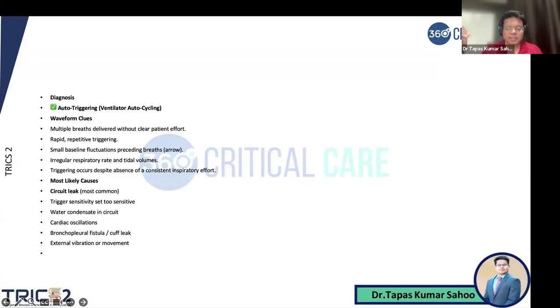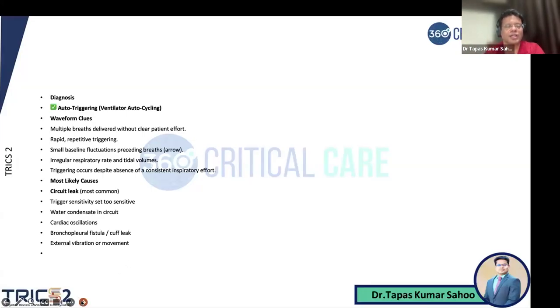As a result, what is happening? There is a pressure drop. Immediately, the ventilator senses that it needs to trigger. The circuit is actually triggering the ventilator. The trigger sensitivity may be set too sensitive. Water condensate in the circuit can also cause auto triggering. Cardiac oscillations can behave like these small deflections, due to the respiratory indrawing. Bronchopleural fistula or cough leak, where the air leak acts as the trigger, and external vibration or movement that is too sensitive, so that the ventilator is auto triggering.